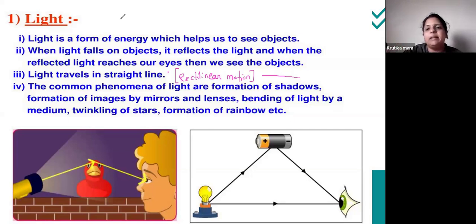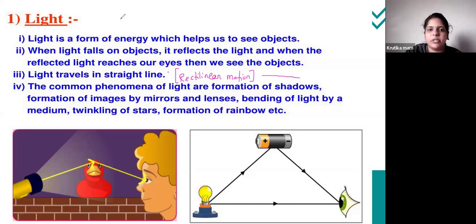Phenomena means what effects occur, do you understand? Formation of the shadows, formation of the images, bending of light, that is nothing but the refraction of light we say, twinkling of the stars, formation of the rainbow. Yes, these are different phenomena which occur because of the light, we can say. Okay, so hope the 4 points are clear to you.